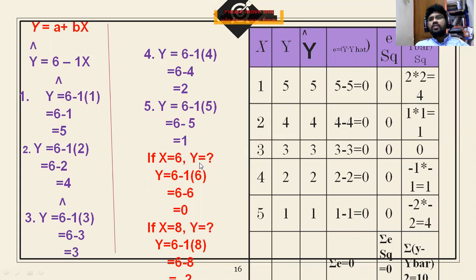Like this, we need to estimate or forecast the values about future things.